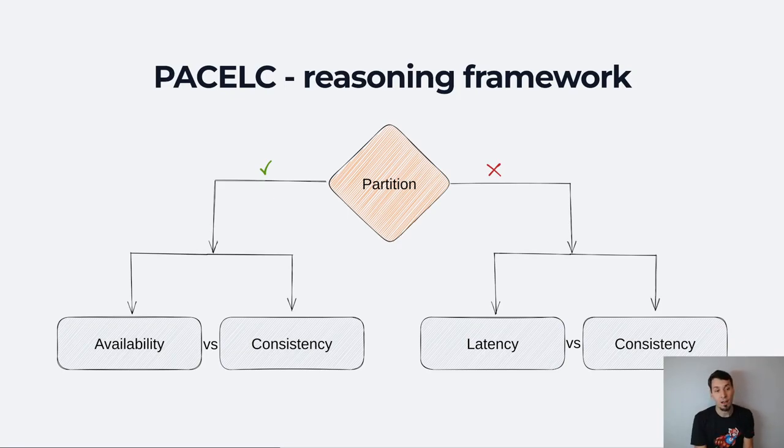On the right-hand side, we see that when no partition happens, the latency has to be traded off with consistency. So you can either optimize your system for latency or consistency. This is, again, pretty much the same conclusion as the table that we showed like 2 slides before. We need to pay with latency for stronger consistency levels, for easier reasoning.